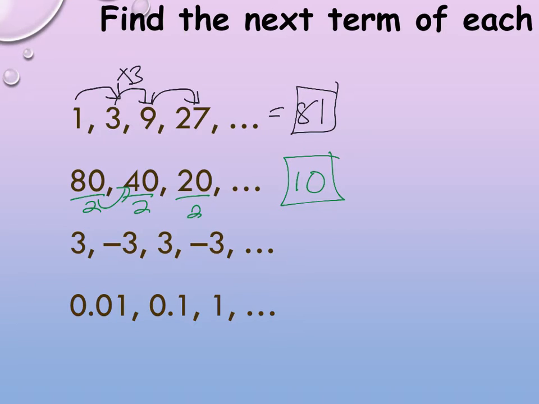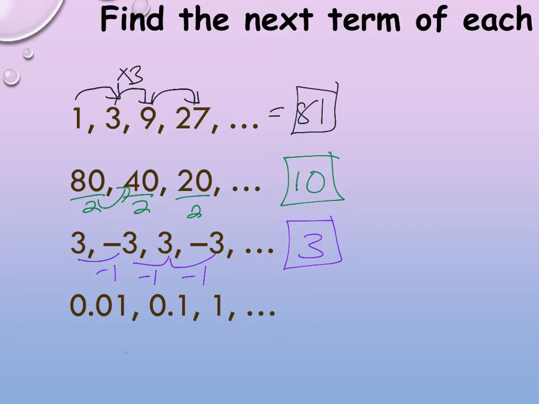Now this one, the same number, it's just flip-flopping that negative. So I'm multiplying each one by -1. So this is going to be -1. -3 times -1 is 3. 3 times -1 is -3, etc. So since that's negative, my next term is going to be 3.